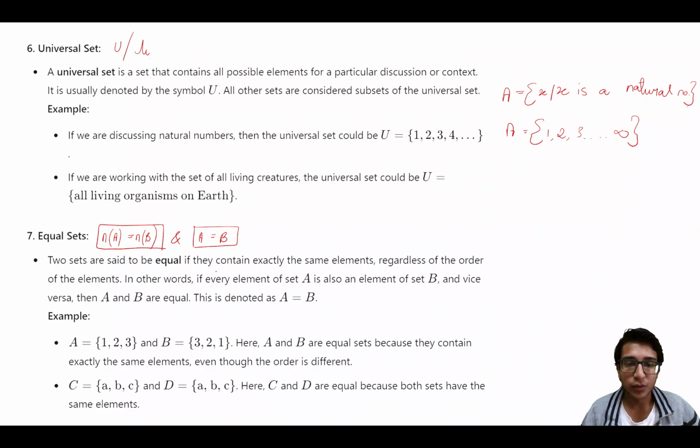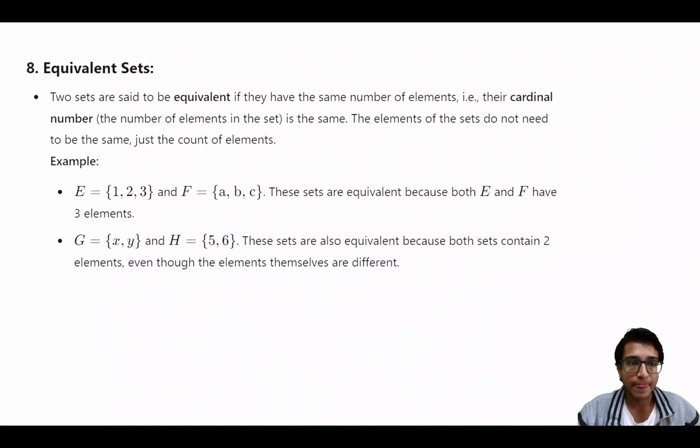Two sets are said to be equal if they contain exactly the same elements. Now for example, A is equal to {1, 3} and B is equal to {3, 1}. So these two sets are considered to be equal, even if their order is different. Now let's say if in the question they mention that the order is mattering, then we cannot say that A is equal to B. So keep these few things in mind.